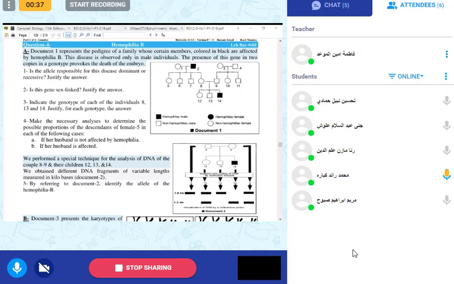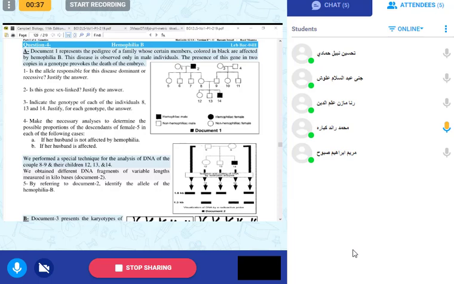If the affected allele is autosomal, the disease should appear in both males and females. But all affected individuals are male, so it is not the case. Okay, this is from the pedigree, Muhammad, right? Actually, he told us in the text that this disease is observed only in male individuals. Okay, but what else did he tell you?